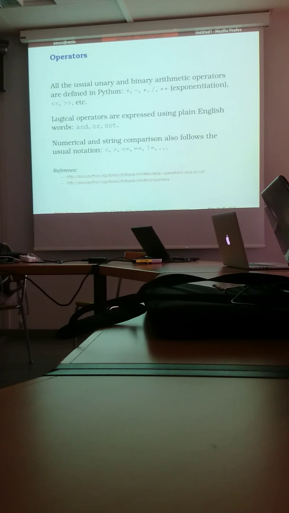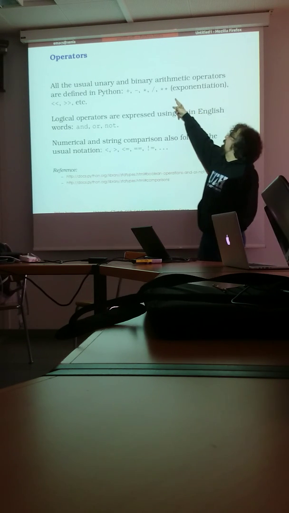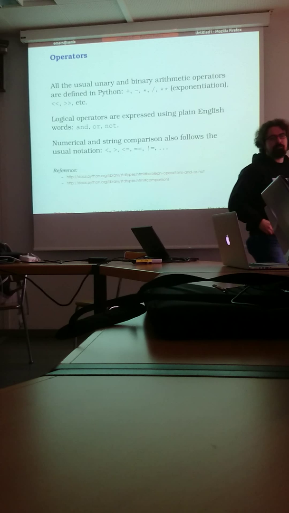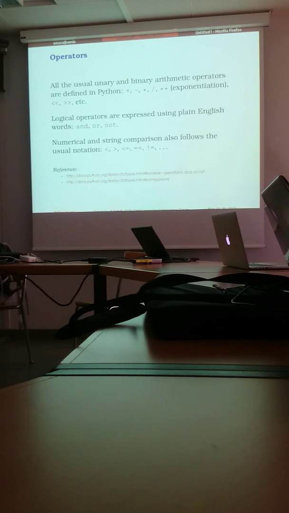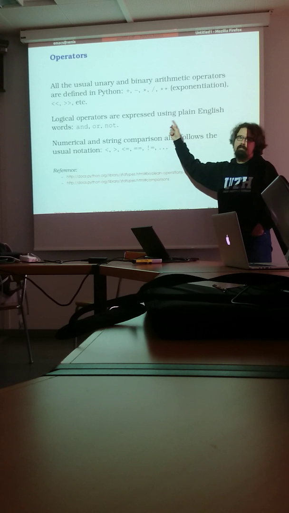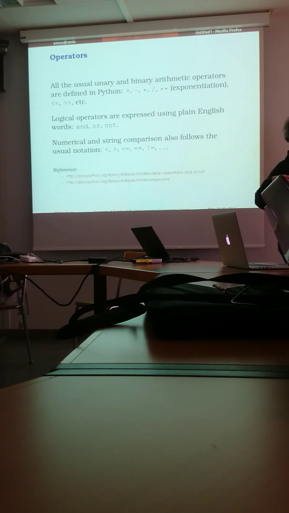Then operations we can do on the basic types. It's probably what you expect. So you have the arithmetical operators: plus, minus, divide. Double star is used for exponentiation, so raising a number to a power. Arrows are for bit shift, right and left.